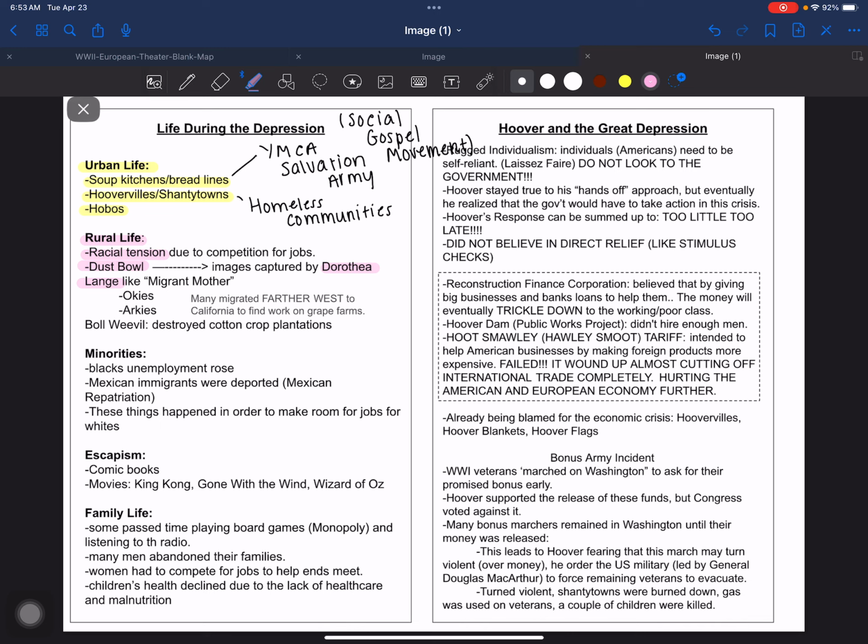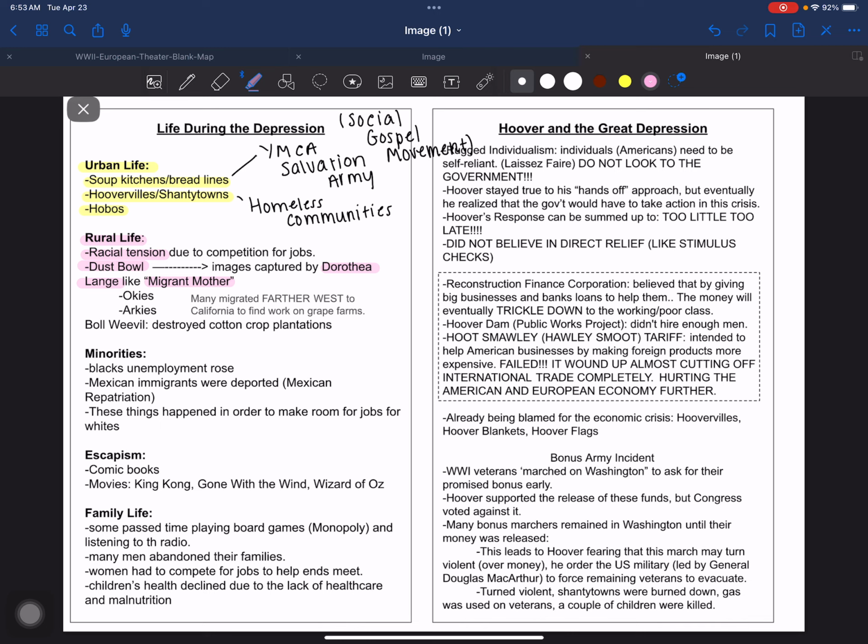One of her most famous images comes from a picture of a woman, and I believe it's her 3 children. She has a very distraught look on her face, and she is going to be one of these migrants who is going to be leaving this region because of how devastating these dust storms are.